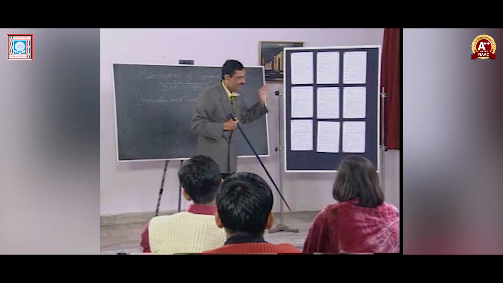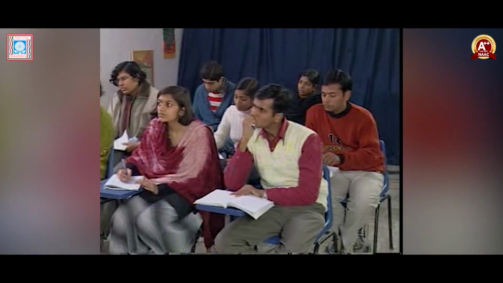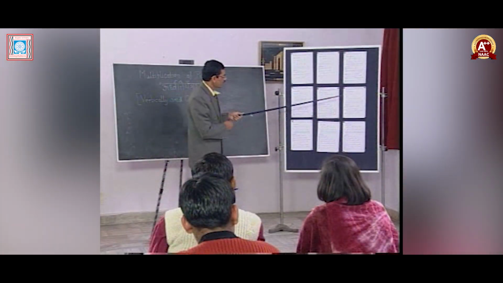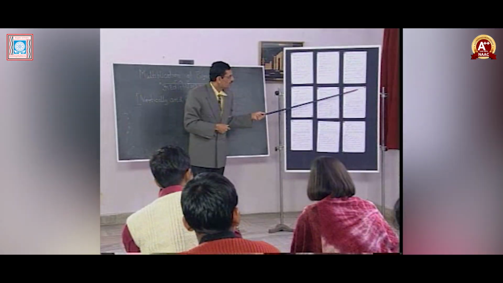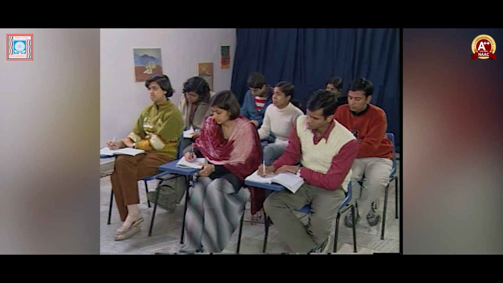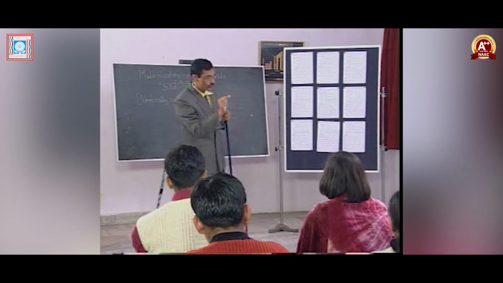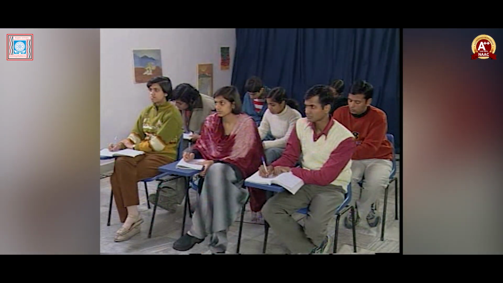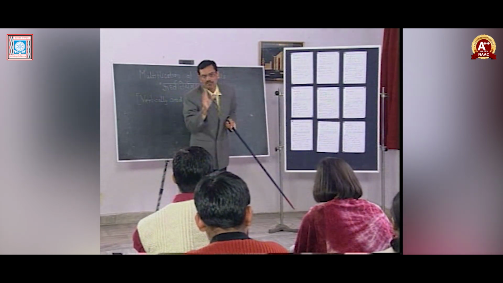Now we come to an example where instead of one variable as in the earlier examples, we have two variables. So our polynomial is of this type. Multiply 2x plus 5y into 3x plus 4y. The procedure remains the same. First vertical multiplication, then cross, and then the last vertical multiplication. You have to take care of multiplication of the variables in addition to multiplication of the numbers.